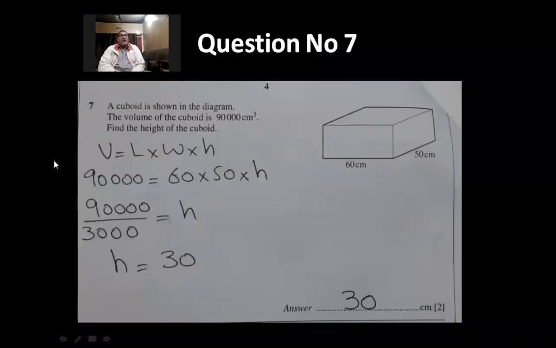Question number 7. A cuboid is shown in the diagram. The volume of the cuboid is 90,000 centimeter cube. Find the height of the cuboid. We know the length, we know the width, we know the volume it can hold, and very easily we can find out the height. So 90,000 is equal to 60 multiply 50 multiply height. So the height will be 90,000 divided by 3,000. So the final answer will be 30. So the height of the cuboid is 30.